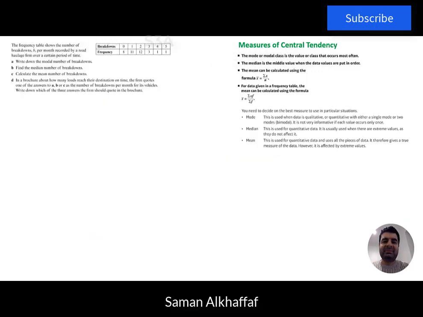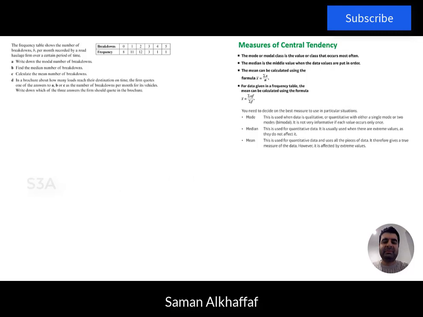In this example, the frequency table shows the number of breakdowns B per month recorded by a road haulage firm over a certain period of time. So for part A, we need to write down the modal number of breakdowns.